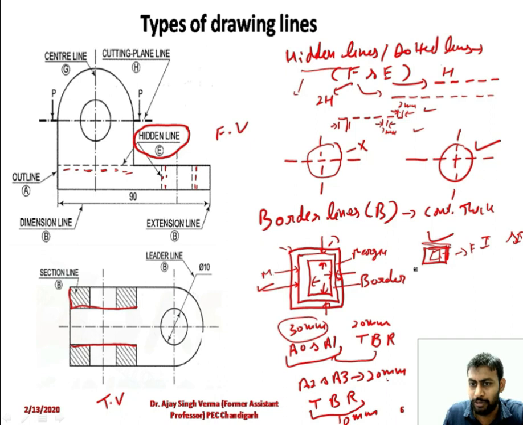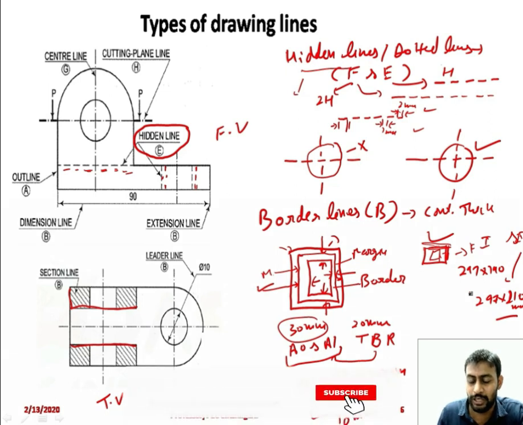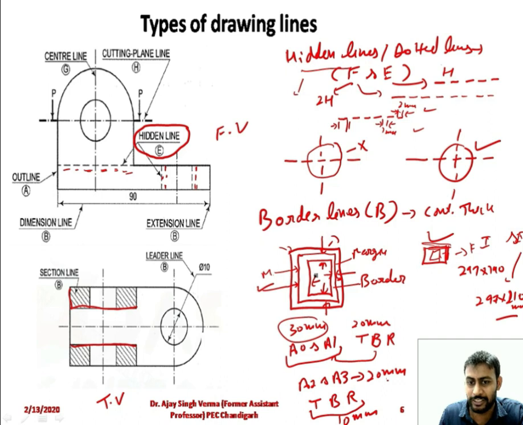In the folding 1 method, the dimension is 297 by 190 mm, and in method 2 the overall dimension of the sheet will become 297 by 210 mm. Clear? So these are already discussed. If you do not remember these two points, these are the border line points, so please go through the previous lectures.